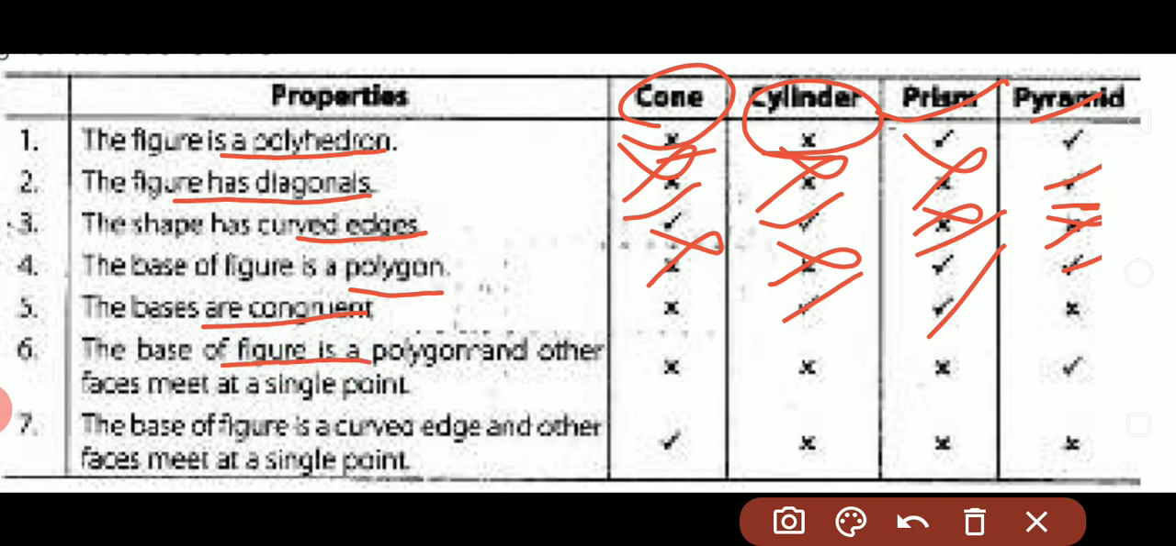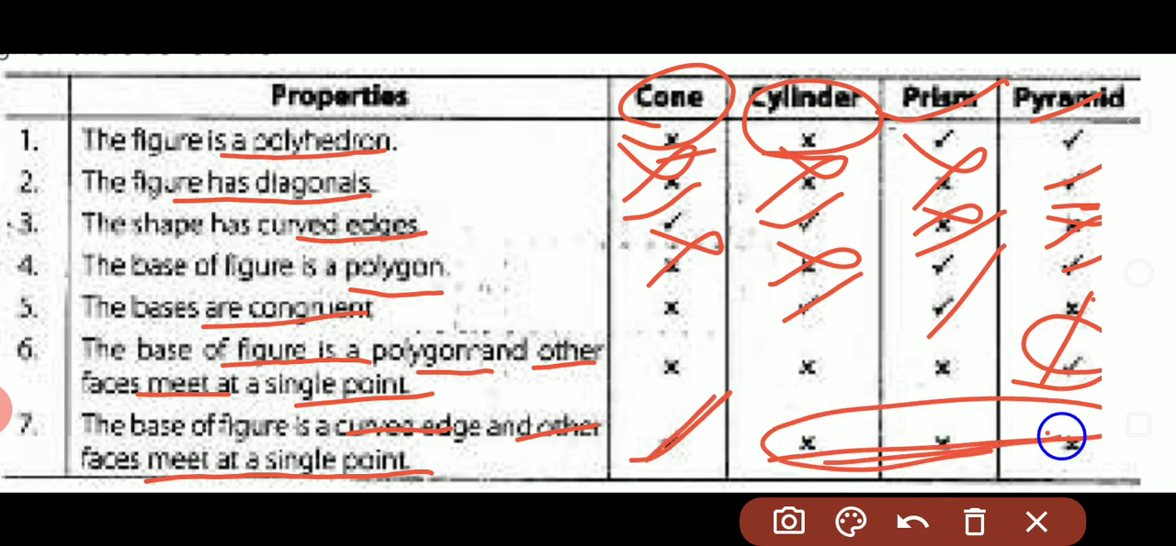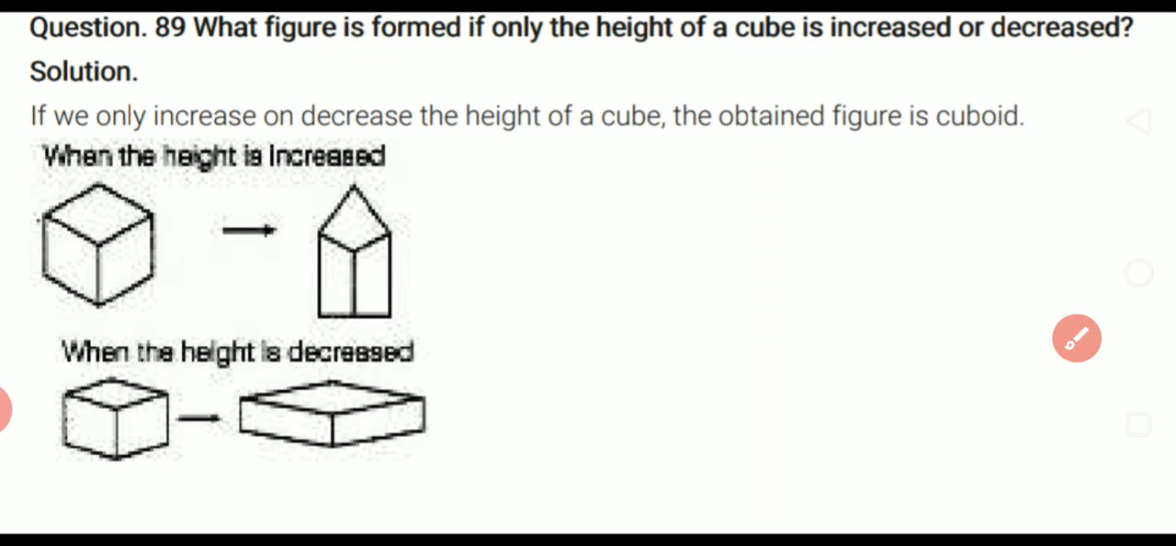The base of the figure is a polygon and other faces meet at a single vertex. It can happen in the pyramid only. In a pyramid, the base can be any polygon, but the side faces are triangles and they join at a vertex. The base of the figure is a curved edge. Other faces meet at a single point. It can be in the cone, but this is the condition for the cone only, right? So let us come to the next question.